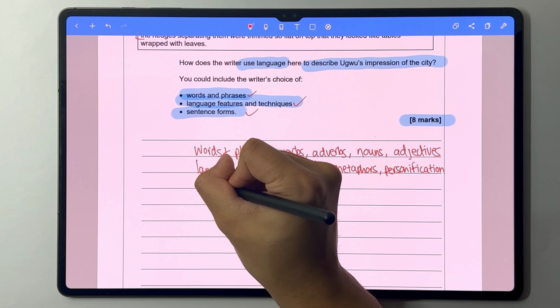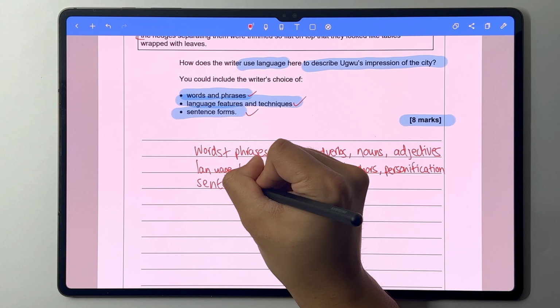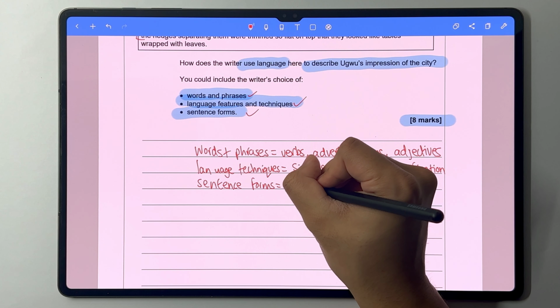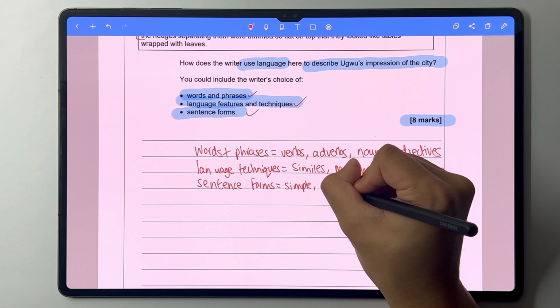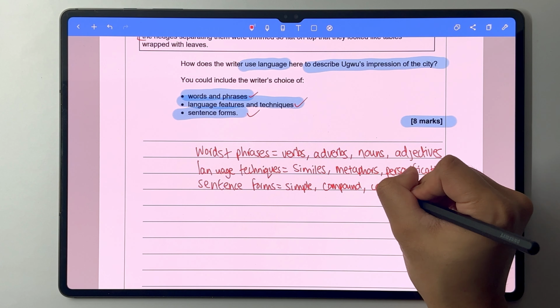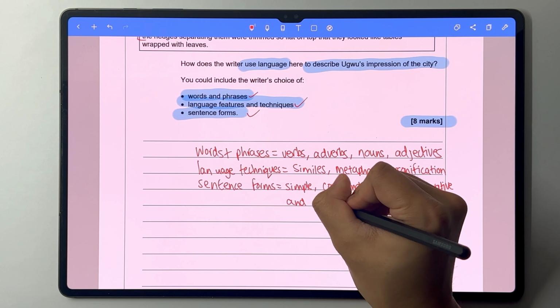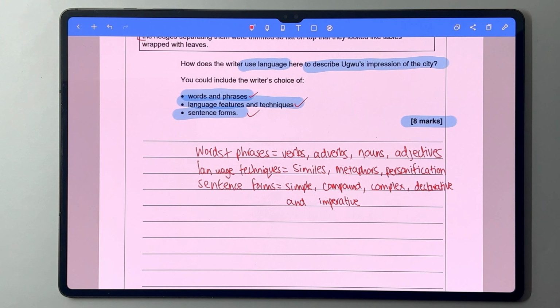And finally, sentence forms. Sentence forms includes the different types of sentences. So you could have a simple sentence, you could have a compound sentence, you could have a complex sentence, a declarative sentence, and even an imperative sentence. So these are all the different types of sentence forms that you need to be familiar with.